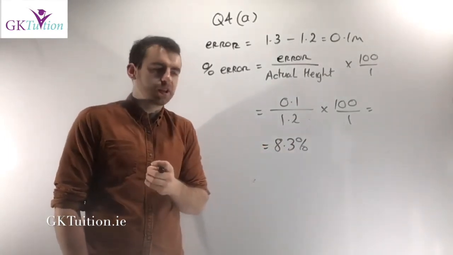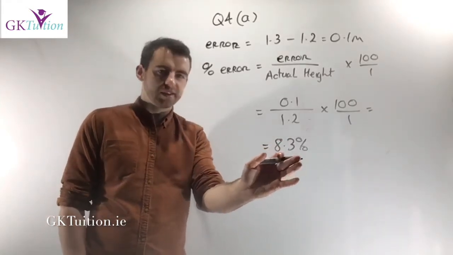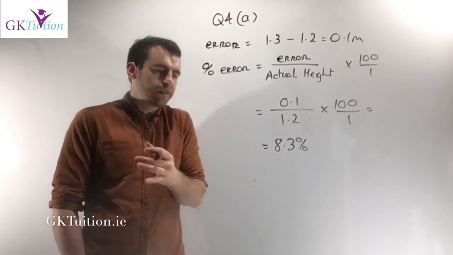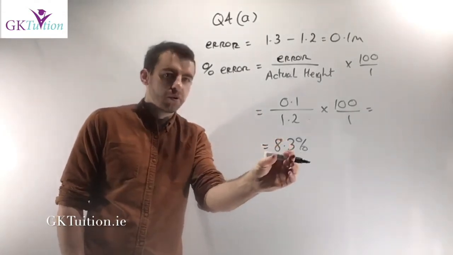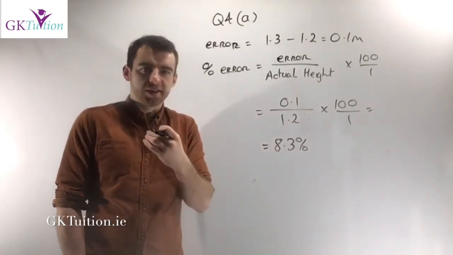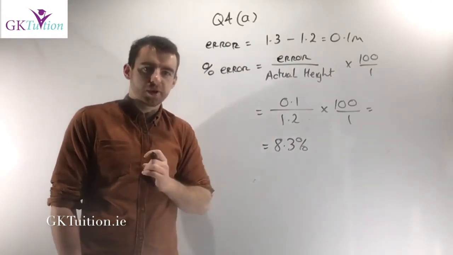The question asked you to leave it to two significant figures. 8 is a significant figure and 3 is a significant figure. When we're talking about significant figures, the decimal place is irrelevant. It's nothing to do with it. It's only literally how many numbers you have. You have an 8 and you have a 3. Remember, the only figures that aren't significant are zeros. So your final answer there for part A is 8.3%.